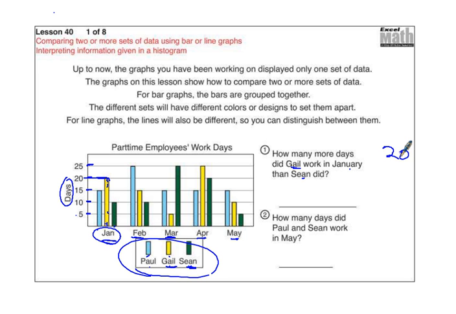in January, 20 days. And Shawn worked, he's black right here, up to the top of this one and over, that's 10. So how many more did Gail work than Shawn? We have to subtract 20 minus 10 is 10. 10 days. Everybody write that on your paper, show your work just like this. Put the answer right there, including the label.